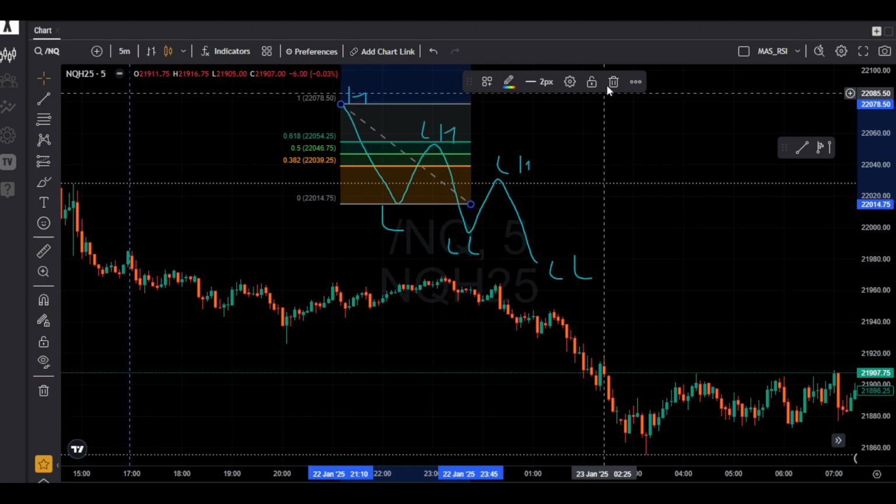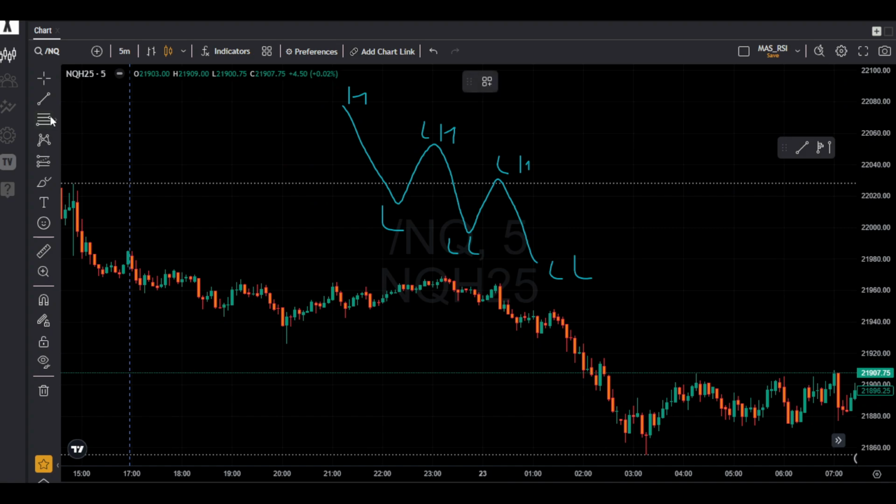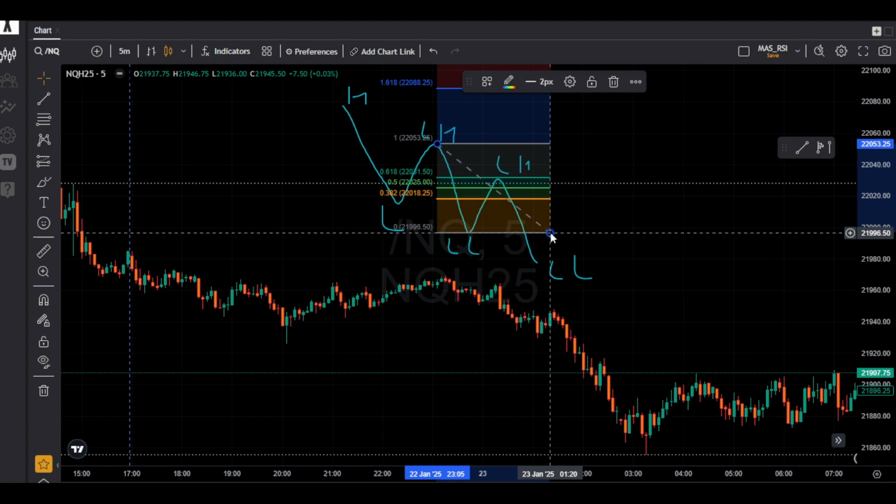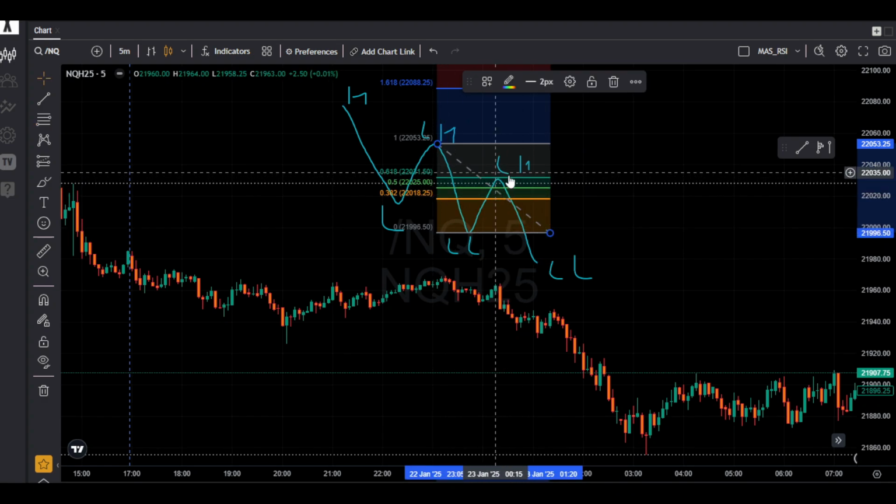Once we are done with this one, we are moving on. And again, we draw the retracement from this place to the next lower low, and price pulls back again over here.